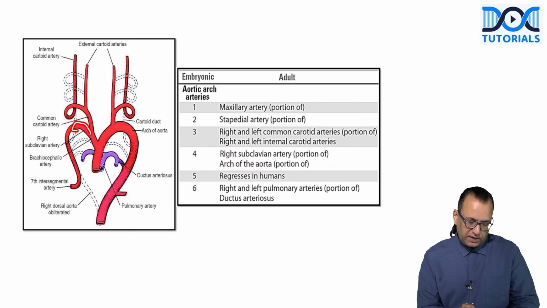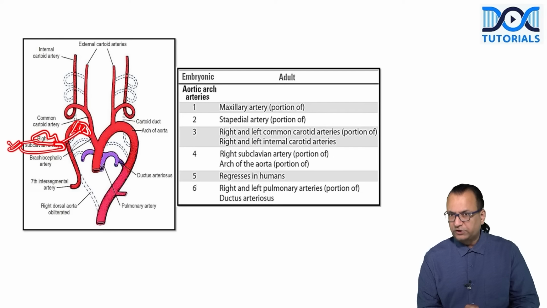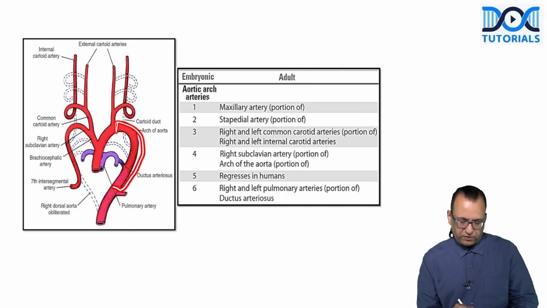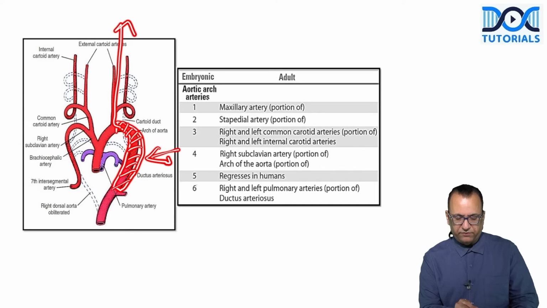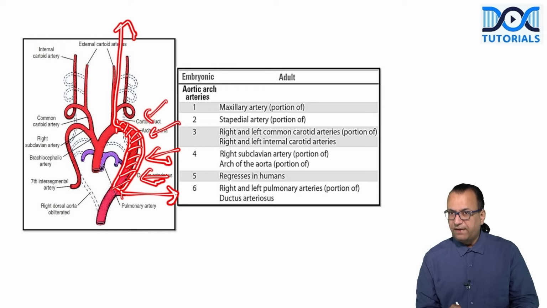You see, only part of the right subclavian artery, the initial part, is given by the fourth arch on the right side. On the left side you can see this part of the arch of aorta. So what is this part of the arch of aorta? That is between the two branches: one is called the left common carotid, the other is called the left subclavian artery. Between them, this part of the arch of aorta comes from the left fourth arch artery, which is mentioned here.